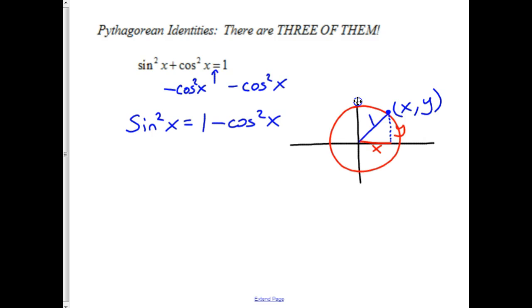Make sure you write this down because you're going to see it again quite often. Well, did I have to move cosine? Technically, no. I could have moved sine if I wanted to. I just picked one. What would it look like if I moved sine over to the other side?